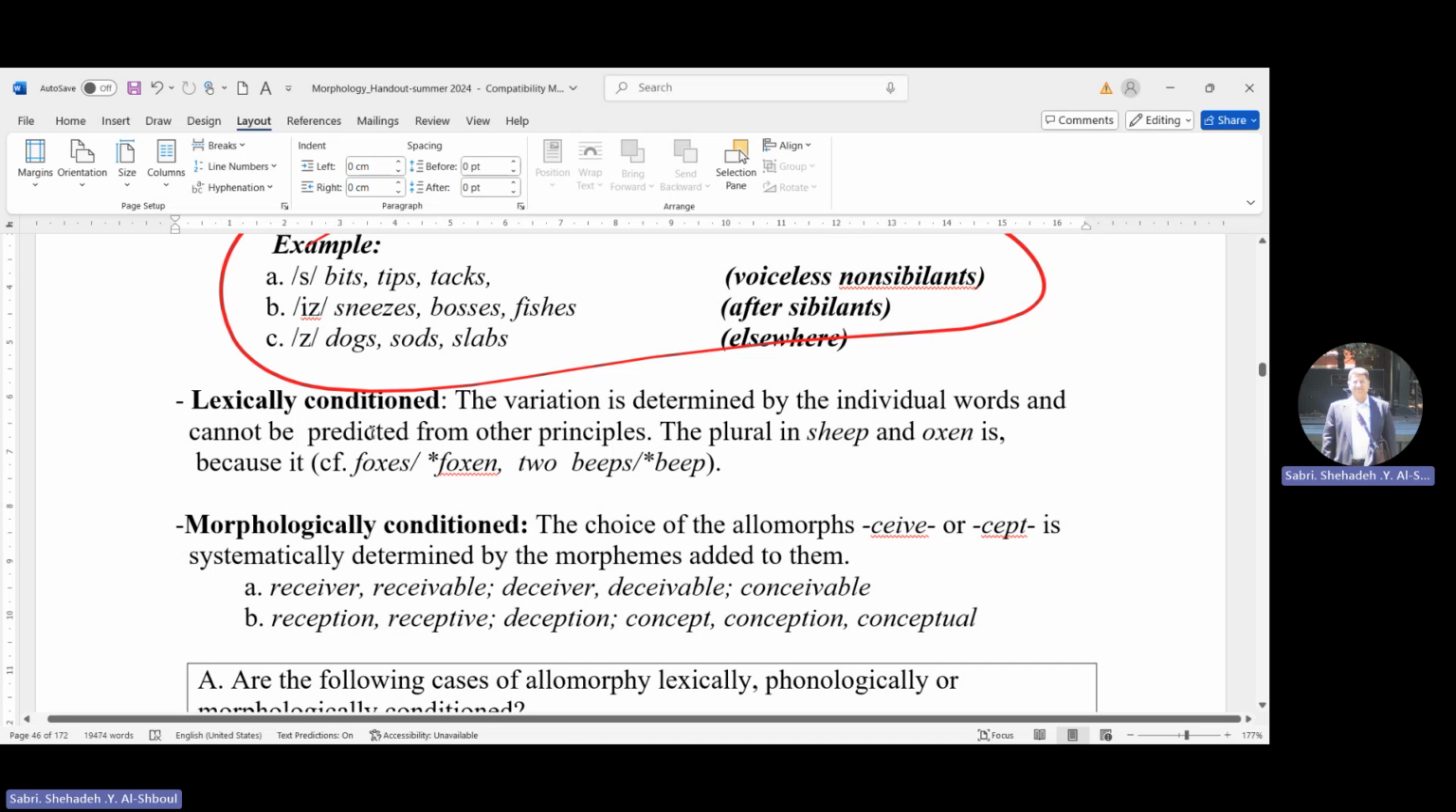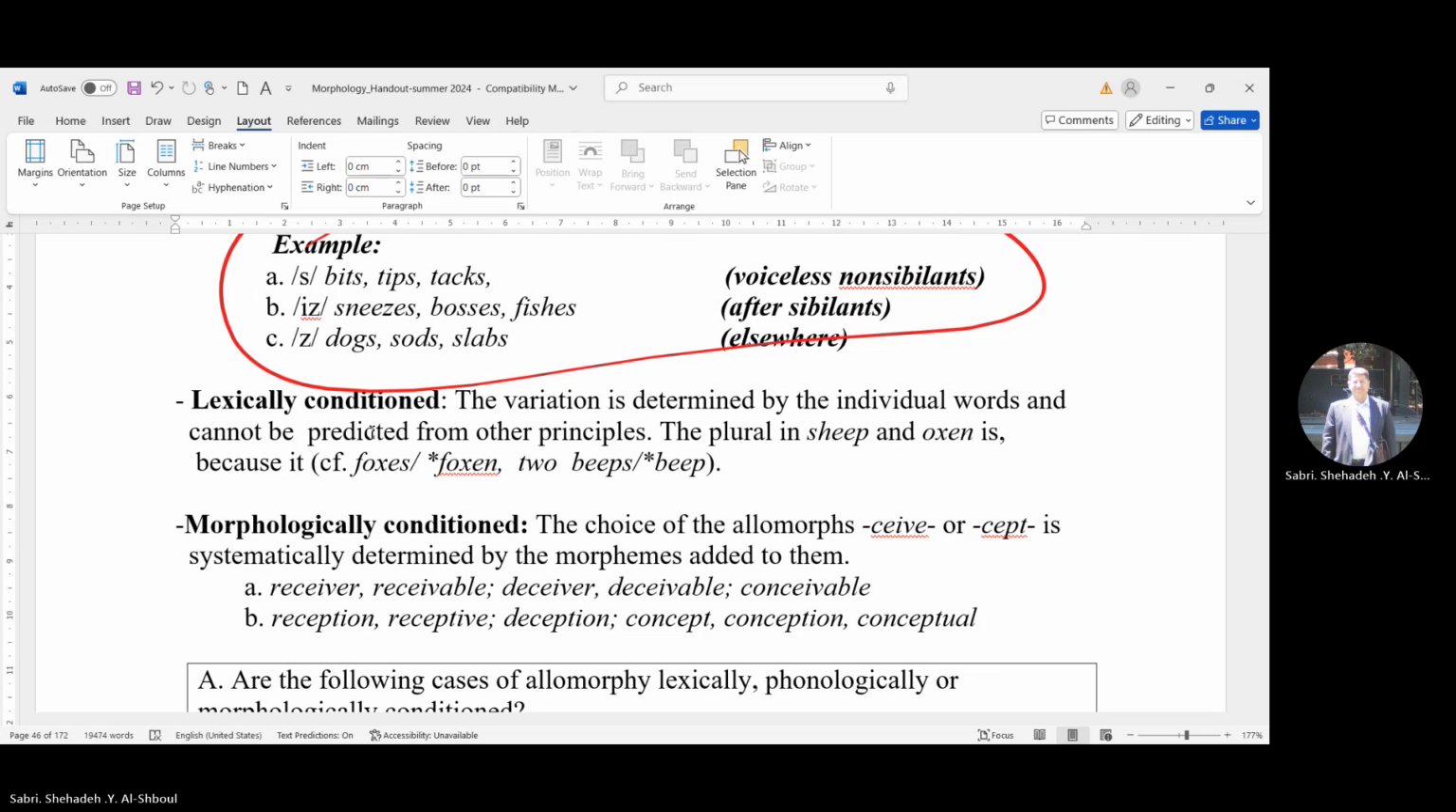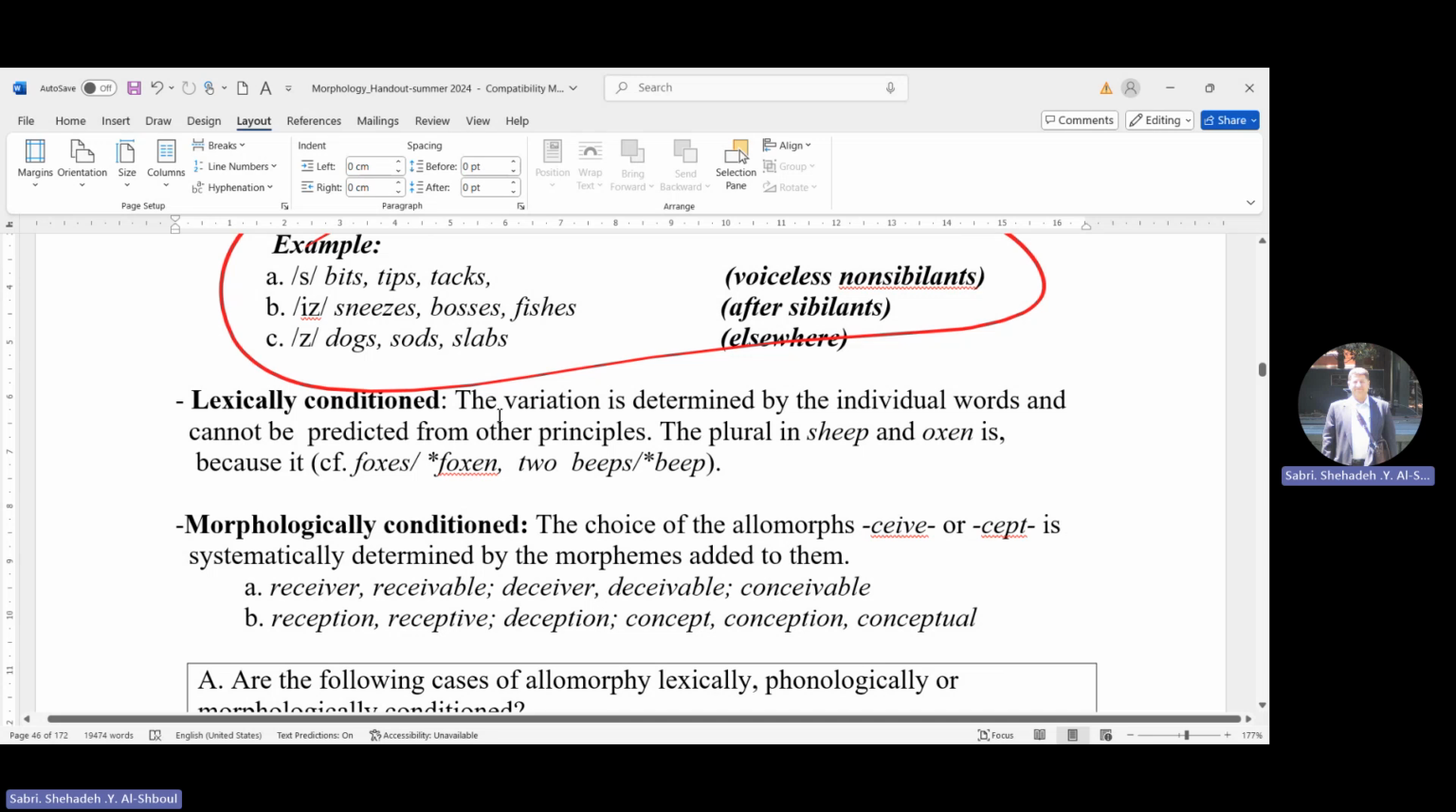Another environment where allomorphy is clearly taken care of is the lexically conditioned environment, where the variation is not determined by the preceding phonemes, but rather by the individual words, and cannot be predicted from other principles. So they cannot undergo any rule because they are unpredictable, and this change has taken place due to diachronic reasons. So we have oxen, but we do not have foxen. Oxen is correct, it is acceptable, it is used. But foxen is illegal and no one uses it. Sheep is the same, its plural and singular are the same, with no s.